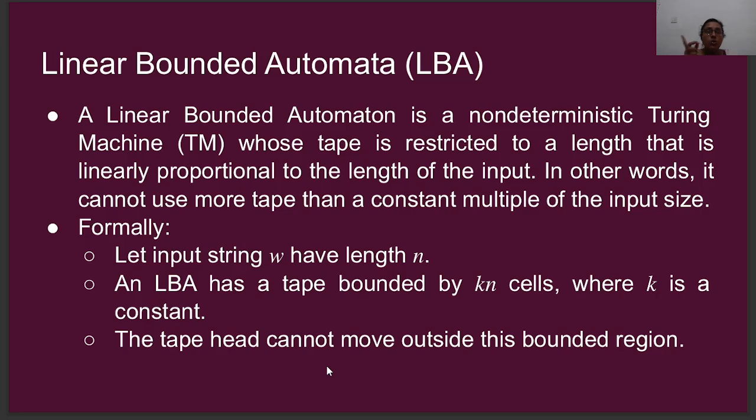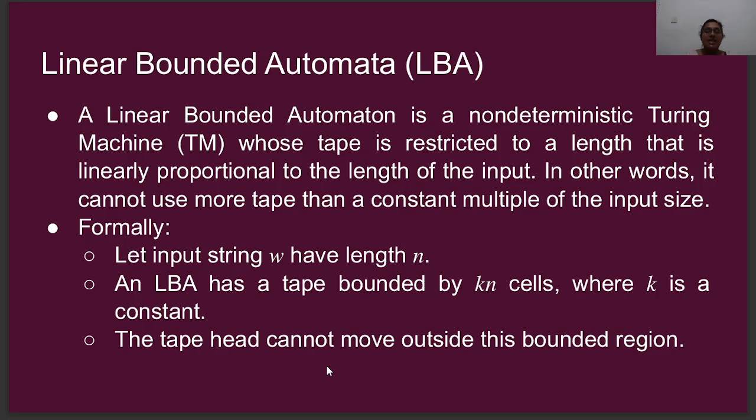So that means a Turing machine's tape is unrestricted. You have as much length of tape as required. But in the case of linear bound automata, there is a restriction to a length that is linearly proportional to the length of the input. So depending on the size of your input, there is a restriction on the size of the tape for linear bound automata. Only those problems which can work in this restricted size of the input tape will be possible to implement using linear bounded automata.